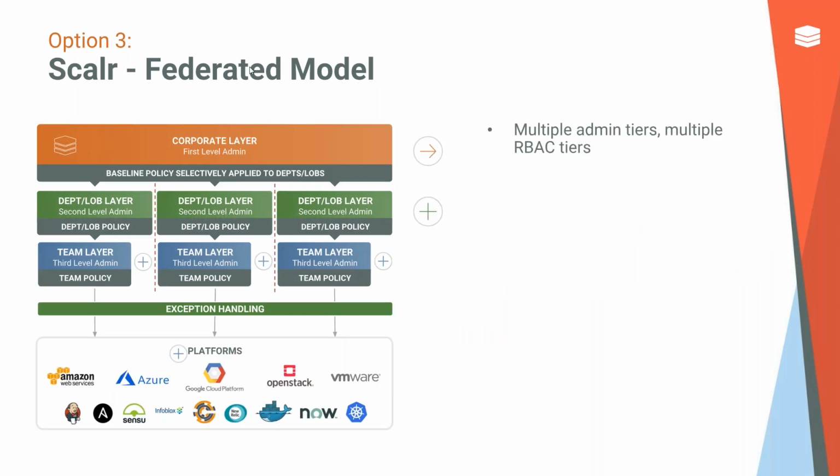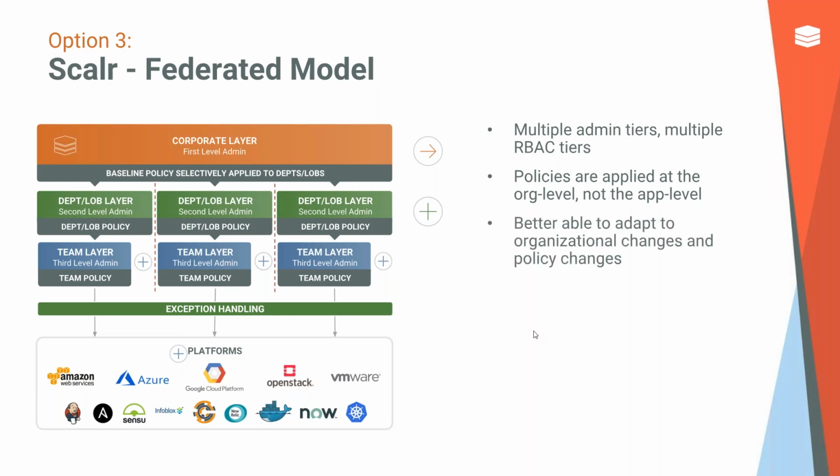So just to wrap this up, this model presents multiple admin tiers, multiple role-based access control tiers, because in reality, you have more than two types of users at the enterprise. You have more than the end user on one end and the super admin on the other. You typically will have multiple levels of administration, which this model accommodates. Policies are applied at the organizational level and not app by app. So any policy that is set up here at the corporate layer, this orange scope, will be propagated, inherited by all the other layers. You're better able to adapt to organizational changes and policy changes with this model because of that inheritance option.